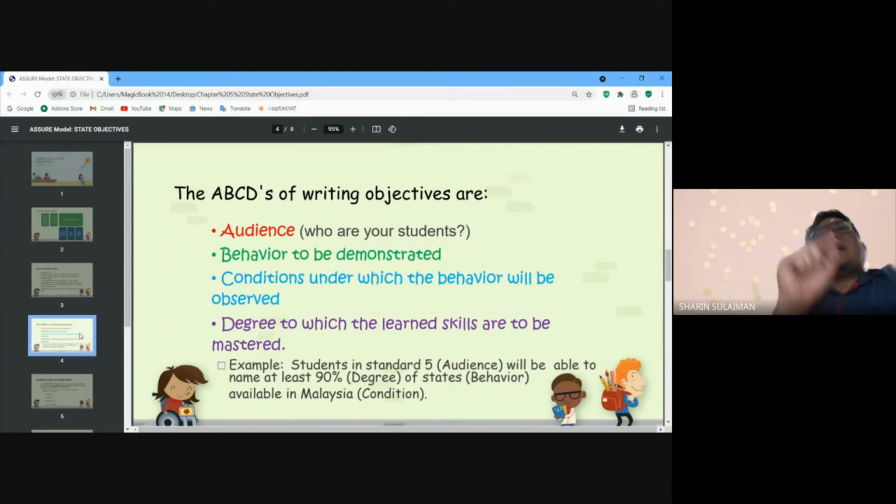At the end of this IMT 211, the student should be able to apply a model in producing, the condition under which the behavior will be observed. To make an effective learning objective, there is also degree, the level of mastery: the degree to which the learned skills are to be mastered, the level of competency. For example, you list 13 states in Malaysia. That is the condition, our scope and limitation, only states in Malaysia.